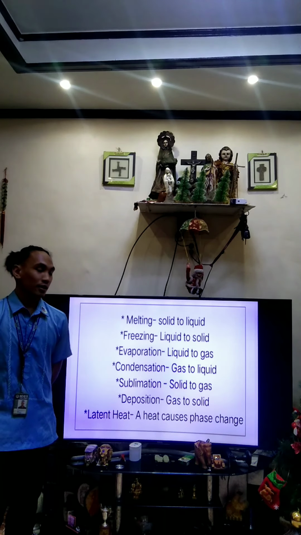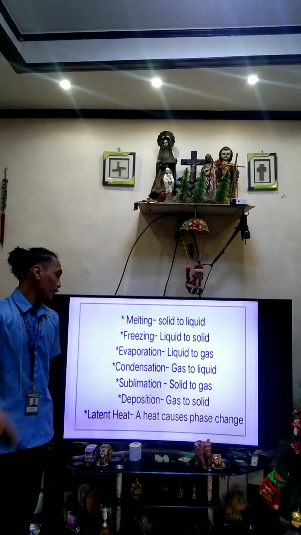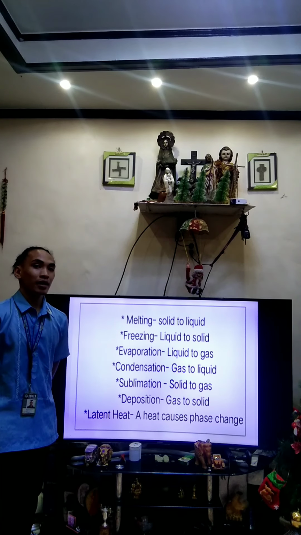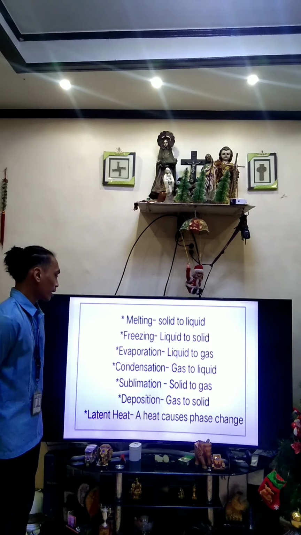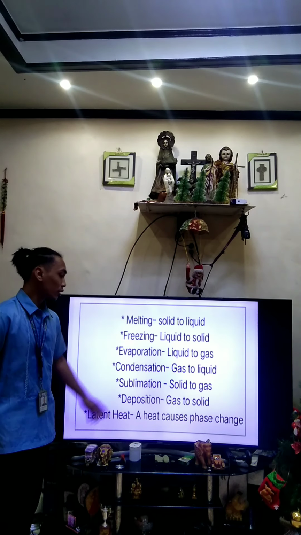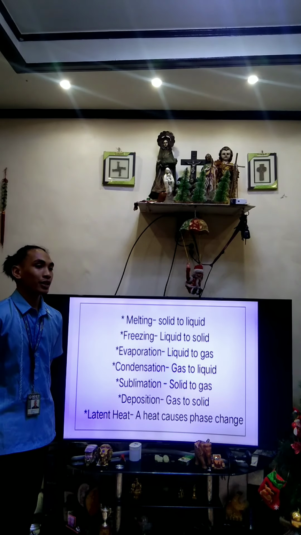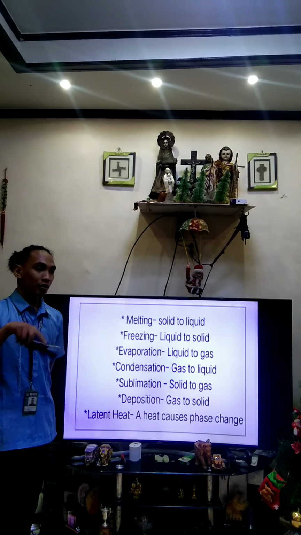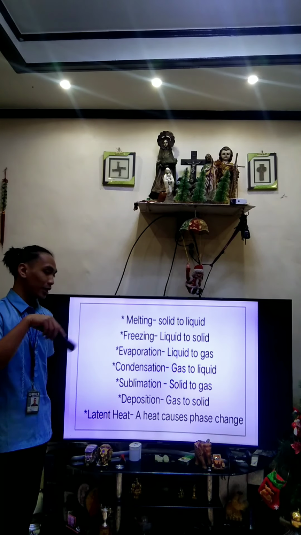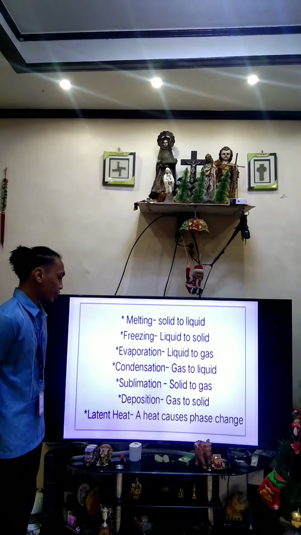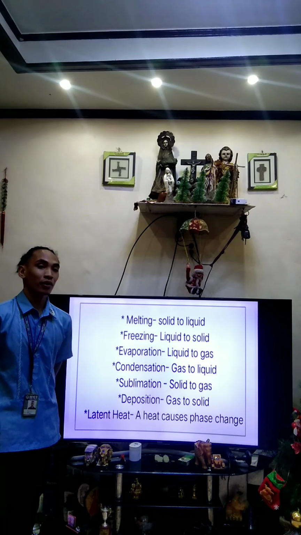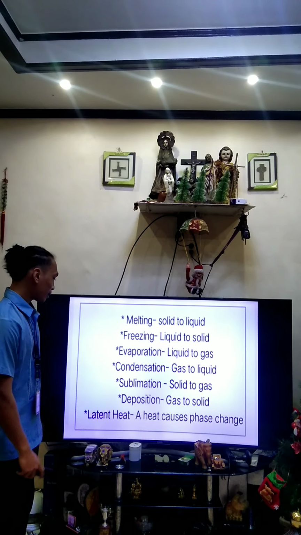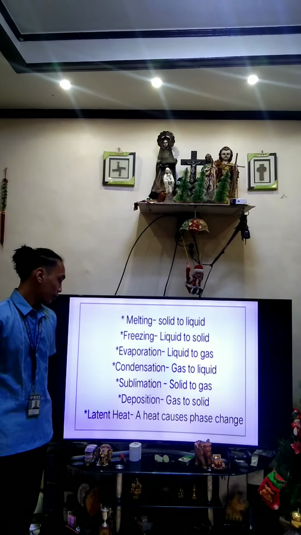Evaporation, liquid to gas. The example of it is the clouds. Condensation, gas to liquid. The example of it is the rain coming from the clouds. Sublimation, solid to gas. The example of sublimation is when you see dry ice, it has smoke around it. That is the sublimation process. Deposition, gas to solid. The best example of it is the crystal ice that you can see in an Antarctic cave. Latent heat is not a phase change, but the heat causes phase change.